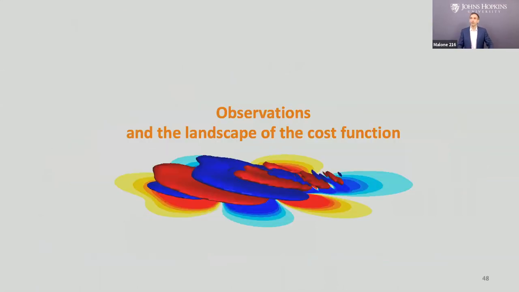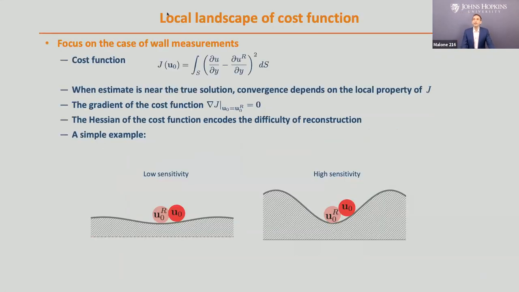So this brings me to the second half of the talk: what is the landscape of the cost function? And if I measure shear stress at the wall, what am I actually able to deduce within the flow? So we're going to idealize the problem slightly. We're going to focus on wall observation of the shear stress. So my cost function now is the difference between the shear stress that I predict from my model and the experimental shear stress, or the true shear stress observations that I was given from the experiment.